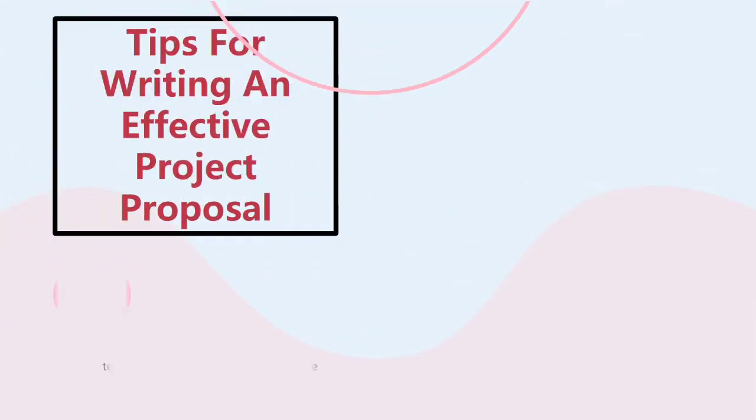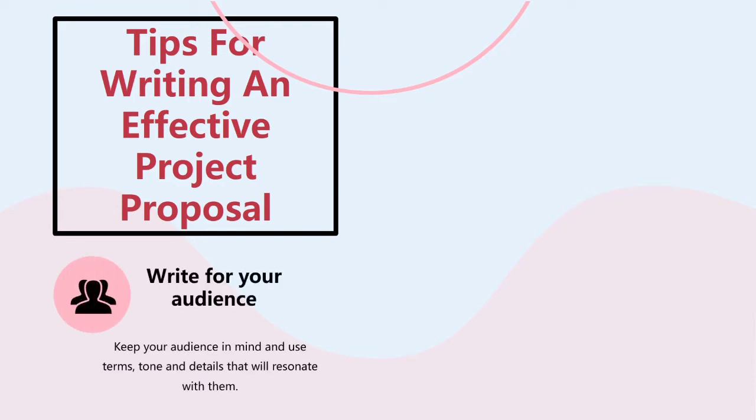So here are the tips for writing an effective project proposal. First is write for your audience. Keep your audience in mind and use terms, tone, and details that will resonate with them. Because we need to do preliminary research on company websites and social media profiles because it will help us to learn the best language to use and content to include.